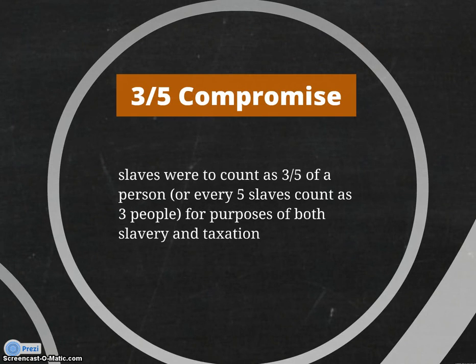So we come up with the 3/5 compromise. Slaves were to count as 3/5 of a person, or every 5 slaves counts as 3 people, for the purposes of both representation and taxation, so that both the South and the North were appeased.